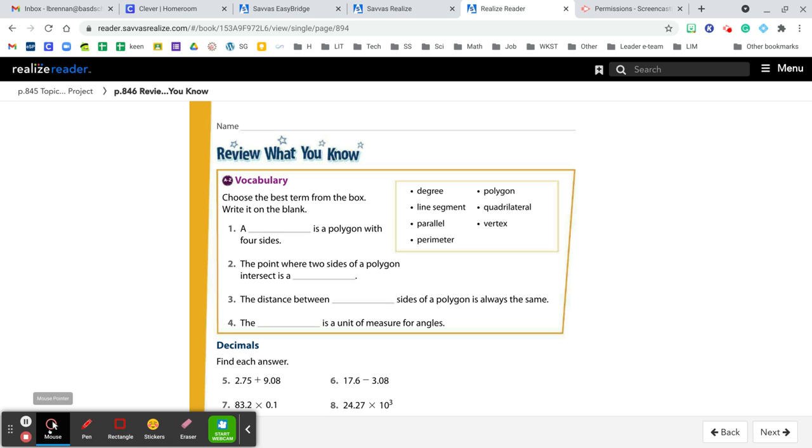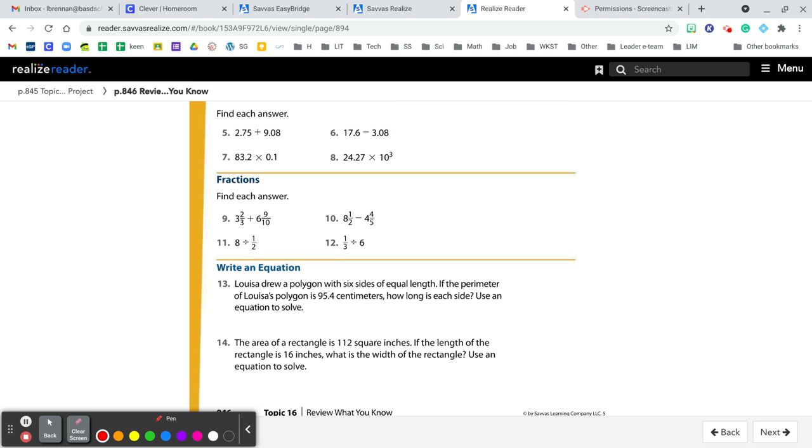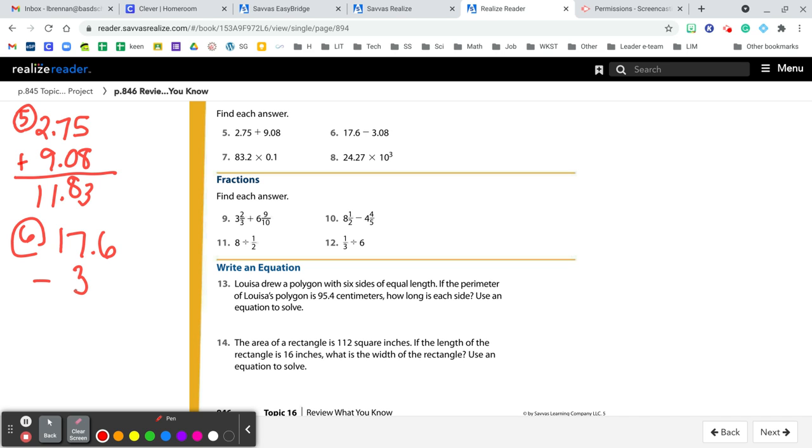Okay, now moving on. Find each answer. So we're going to review adding decimals. Remember, you line them up by place value, and then you add them up. That would be number 5. Number 6, when you're subtracting decimals, again, you line them up by place value. Don't forget, you might have to annex a 0, and you make sure you're regrouping.